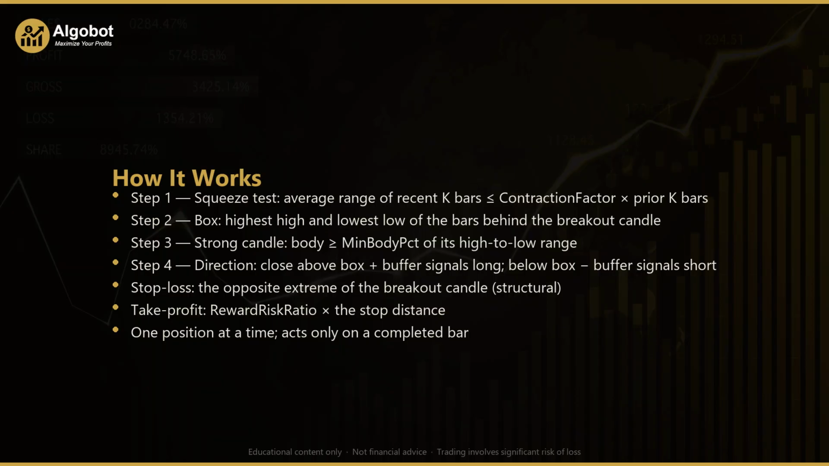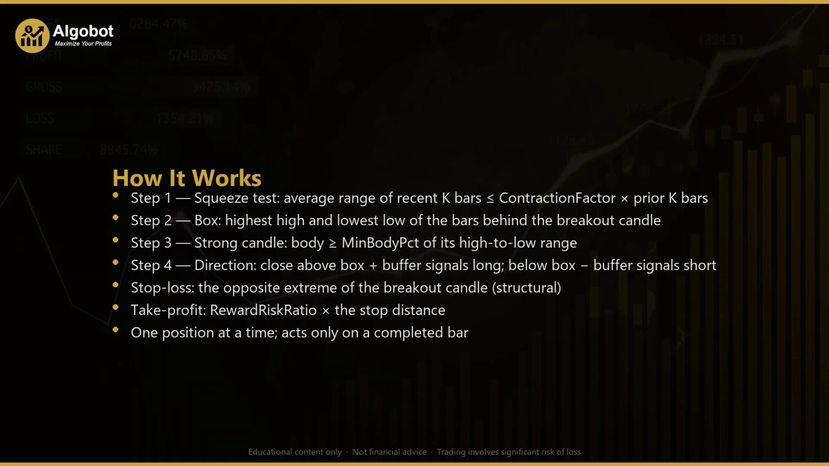Finally, the strategy decides on direction. For a long signal, the candle must close above the upper fence plus a buffer, and it must close higher than it opened. The buffer is BreakoutBufferPct of the box height, 5% by default, which asks price to clear the fence convincingly rather than by a whisker. A short signal is the mirror image. The candle closes below the lower fence minus the buffer and closes lower than it opened.